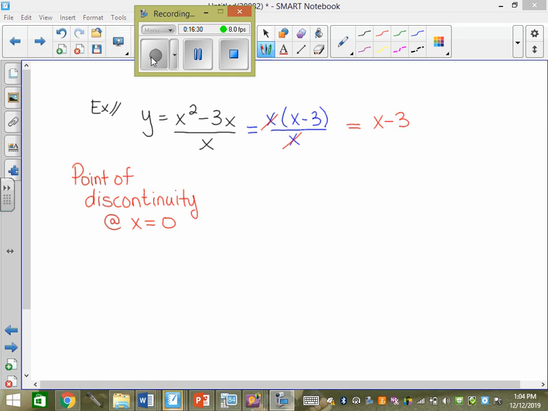Do we have any denominators left? No. So this graph doesn't have a vertical asymptote. If it doesn't have a vertical asymptote, it doesn't have a horizontal asymptote. All this graph has is a point of discontinuity. A point of discontinuity at 0 and, oh no, I don't know. I need a y because it's a point of discontinuity.